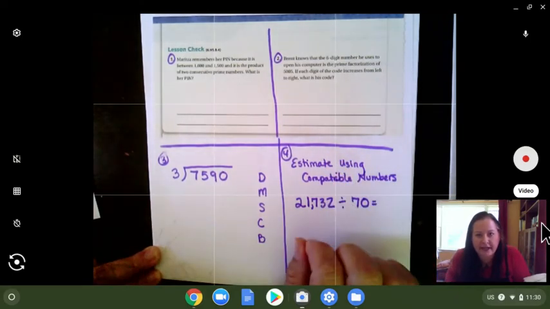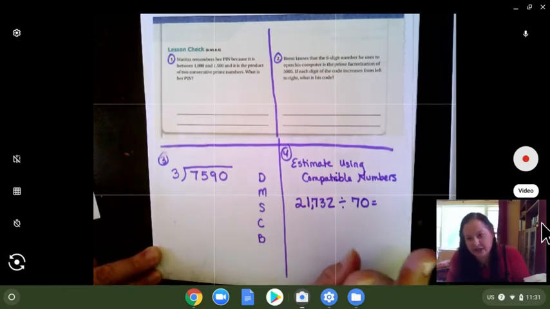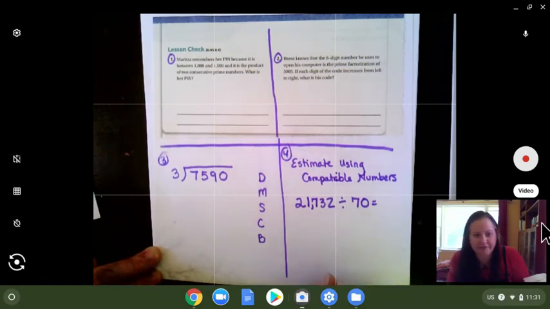This next one right here, the prime factorization, you'd have to know how to do prime factorization, and if you do, you'll end up with numbers like 11 and 13. Here it says if each digit of the code increases from left to right, what is the code? So you actually have to take the number 13 apart and have it be the digit 1 and a digit 3, because 3 and 1 are the digits that make up the number 13.